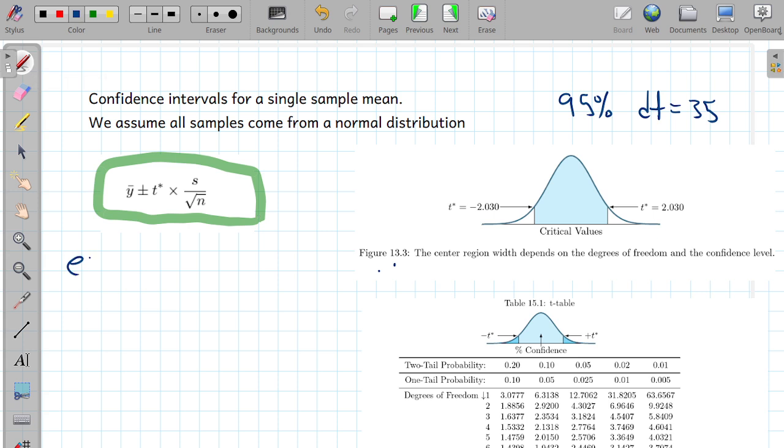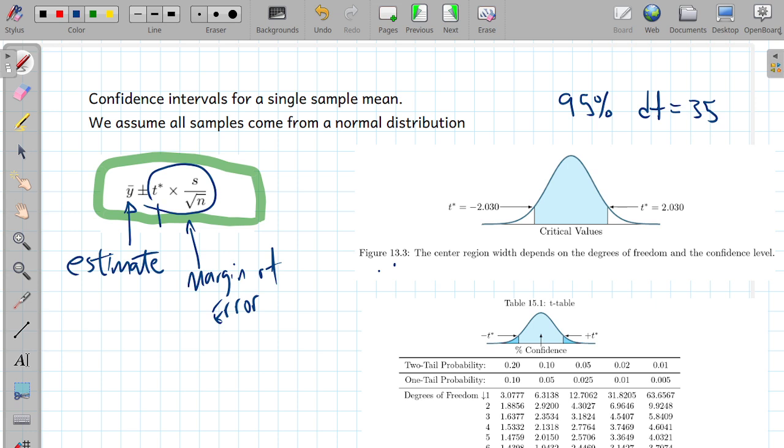You have your estimate. That is y bar in this case. And then this business here is the margin of error. Remember, in statistics, nothing is exact. We always have to deal with error estimation, and that t star times s over square root n is the margin of error computation for this type of question.